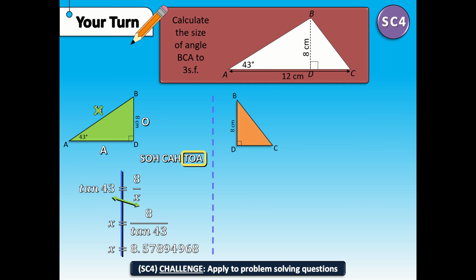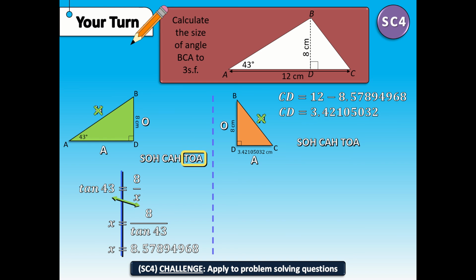Then I look at triangle BDC. So I know that CD is 12, take away the side that I've just found, AD. So CD is 3.42. So now I can work out the angle BCD. So I've got the opposite and I've got the adjacent, which means I'm going to use TOA.